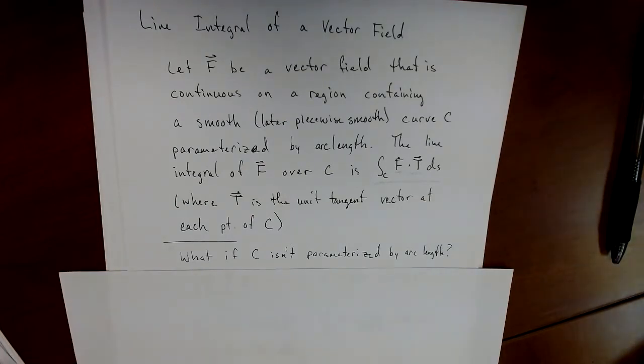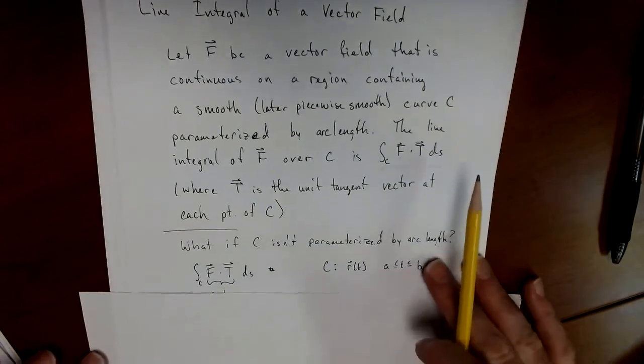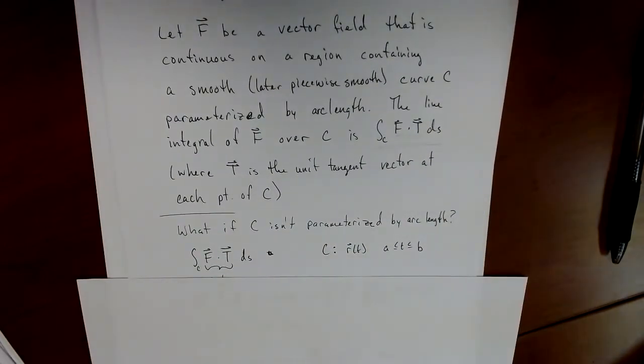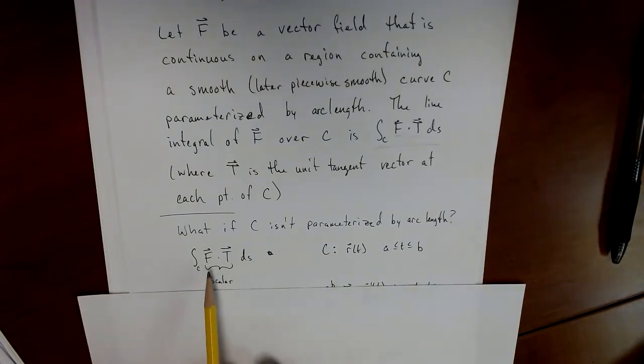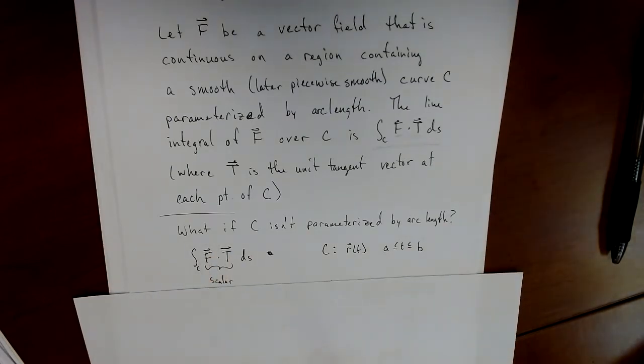So big question, what if C isn't parameterized by arc length? Well, it's not really a big deal, because even though we say there's two different kinds of line integrals, technically, and this is the nice thing about the way our book likes to write this as f dot T integrated over C ds, f dot T is a scalar, which means that whatever that dot product is, we're going to be back at a scalar line integral.